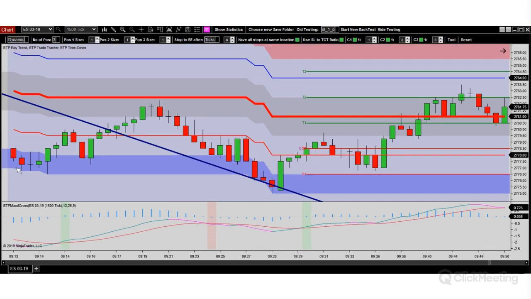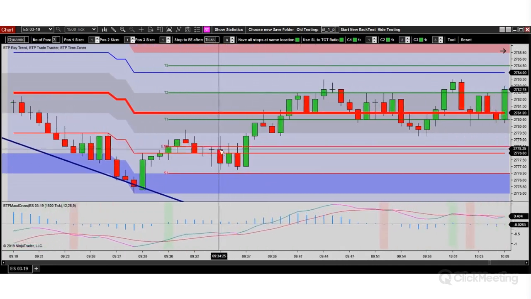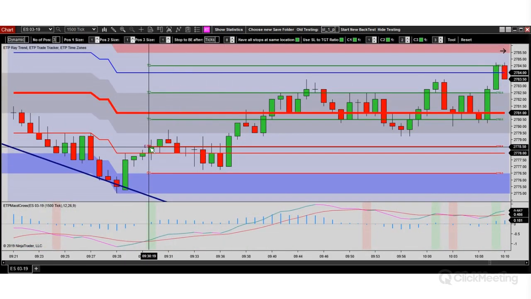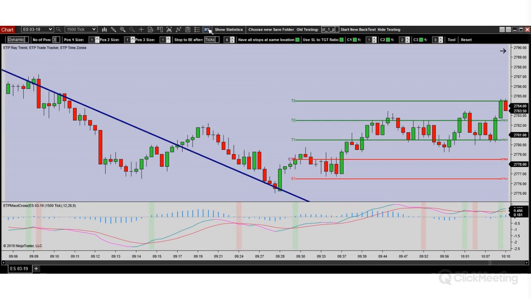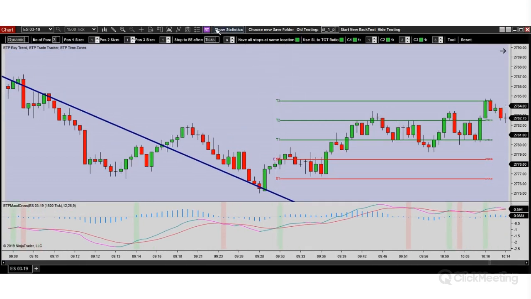Okay, so now that this is a buy signal from the cross, and obviously it went and took all three targets, I'll turn the ray trend off just so you can see it in action.